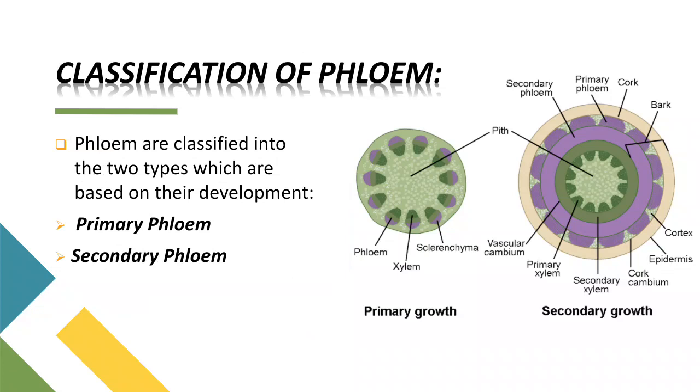Classification of phloem. Phloem is classified into two types based on their development: primary phloem and secondary phloem. You can observe the primary growth and secondary growth.